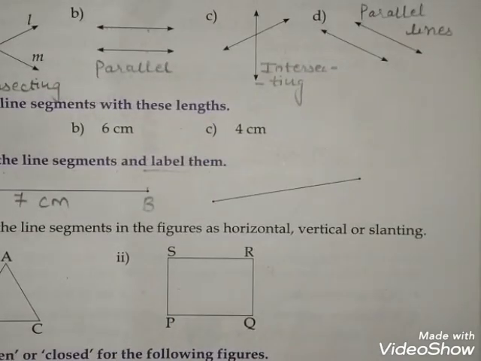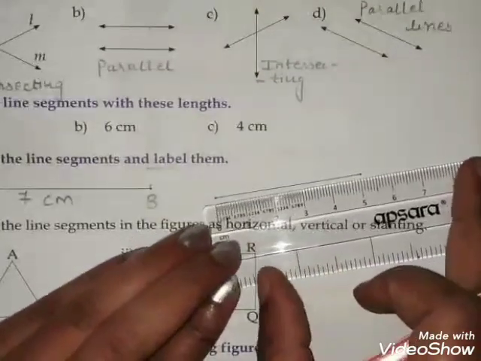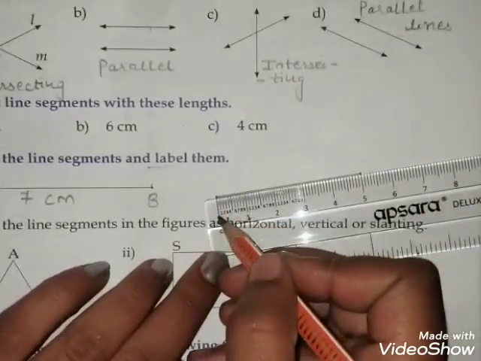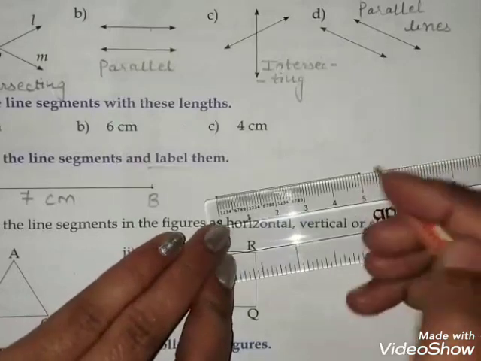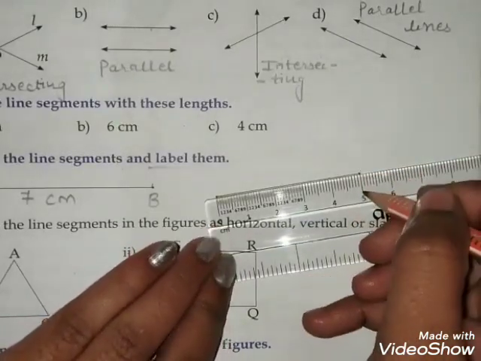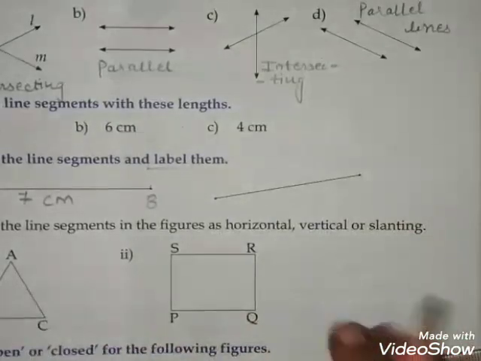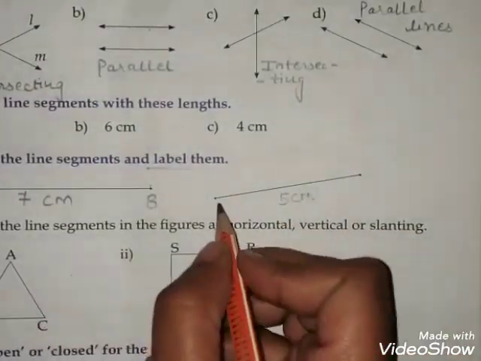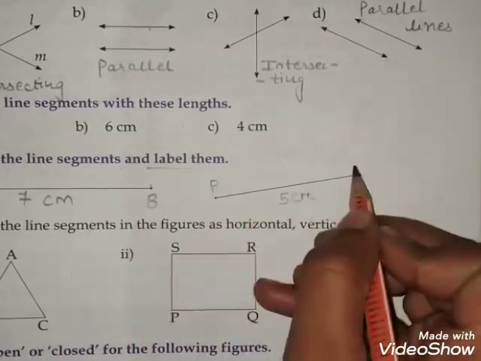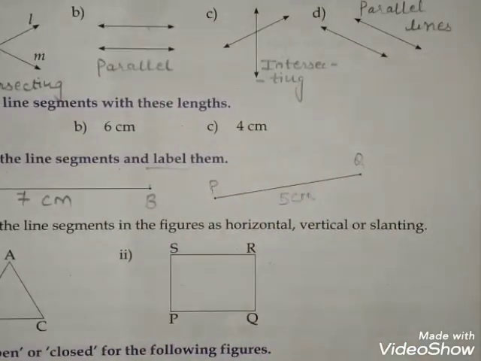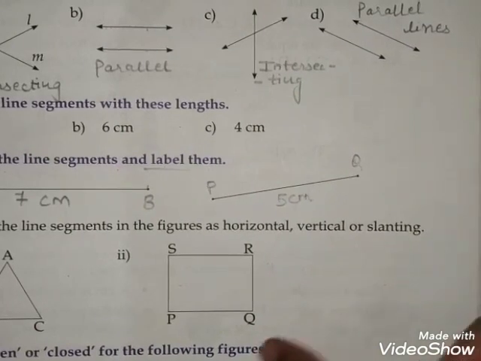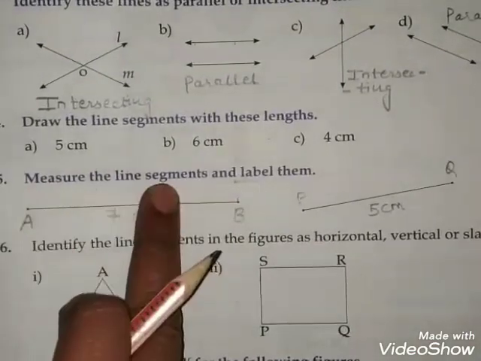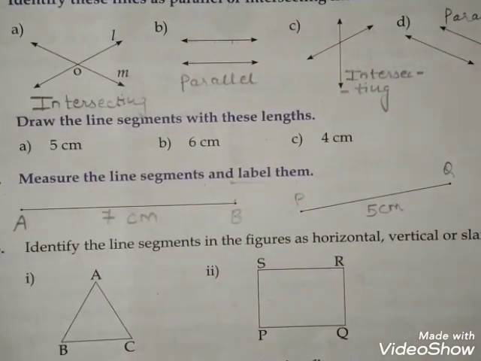Now moving to the next one. Here again we need to keep our scale at the starting point, at 0 only. We can see that it is going up to 5 centimeter only, so this is of 5 centimeter, and we can give it the name PQ. So in this way we need to give the name also, measure the line segment, and label it.